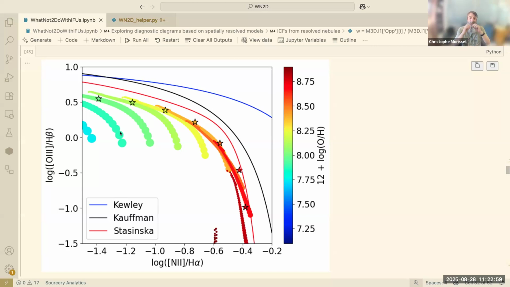Okay, the point here is, can we use this diagram when we have spaxels? So here each star is an integrated model, and each trace corresponds to the spaxels of the given region with the same color. The size is giving you the distance from the center. This is the central spaxel, where you also observe the ionizing star or stellar cluster, and this is the outer part of the nebula.